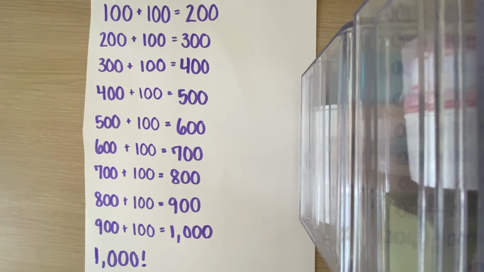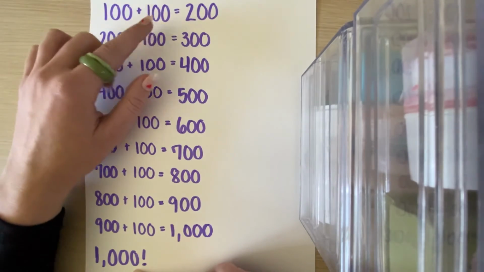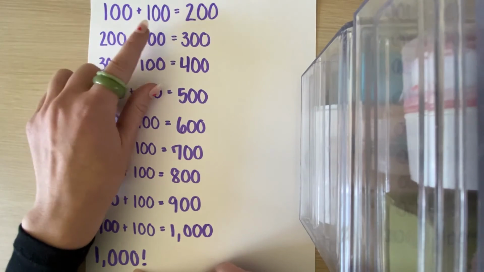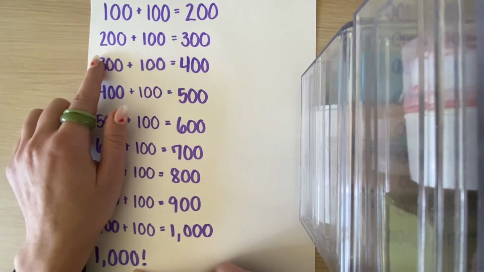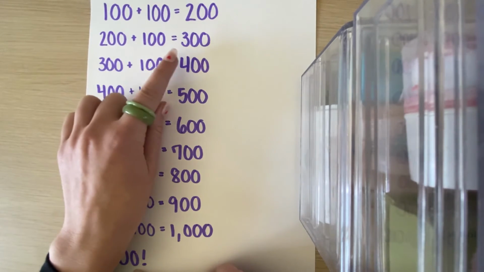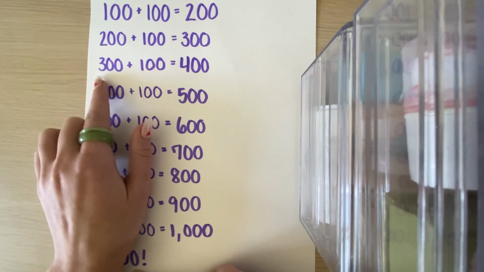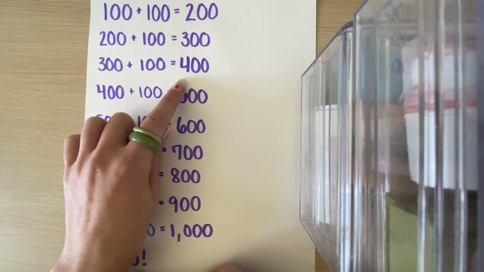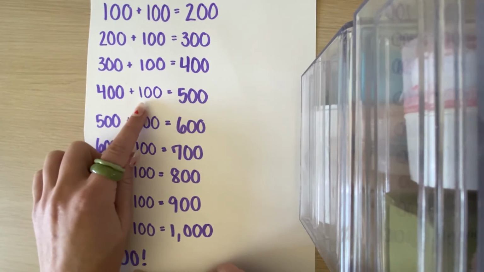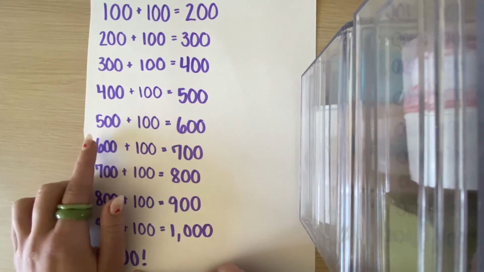Lastly, we are going to count by the hundreds. So we are going to start with 100 and work all the way to 1,000. 100 plus 100 equals 200. 1 plus 1 equals 2. 200 plus 100 equals 300. 2 plus 1 equals 3. 300 plus 100 equals 400. 3 plus 1 equals 4. 400 plus 100 equals 500. 4 plus 1 equals 5.